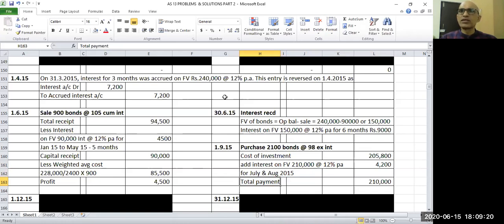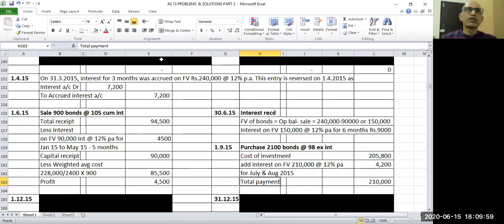So as you can see, 2,100 bonds purchased at 98 rupees per bond ex-interest, the cost of investment is 2,05,800. The last due date of payment was 30th June 2015. So for July and the month of August 2015, 2 months, we have paid the interest to the vendor, to the seller. So on face value of 2,10,000, 12% per annum for a period of 2 months, interest comes to 4,200 rupees. So if you add that, your total payment is 2,10,000. The entry will be investment account debit 2,05,800, interest account debit 4,200, to bank account 2,10,000 rupees.